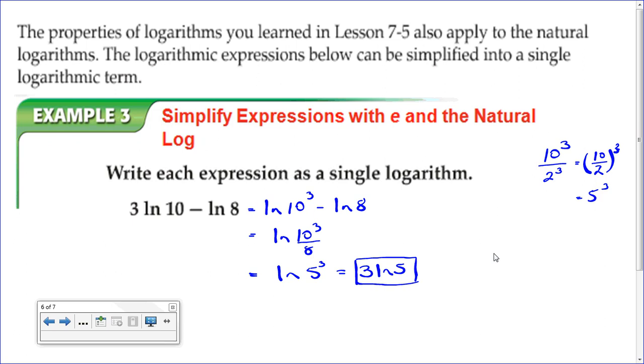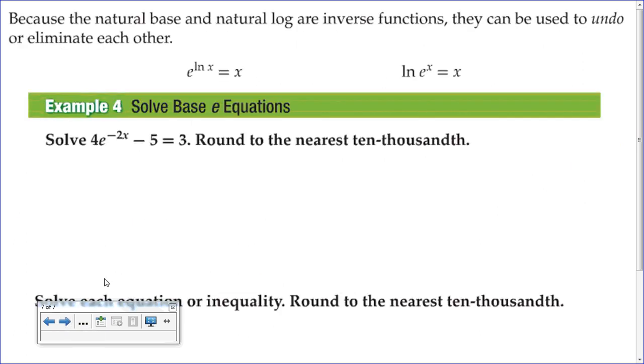Now that comes into play when you're trying to solve natural logarithm equations, such as these two examples. Let's take a look at the first example. Recall that natural logs and e are inverses of each other. So e to the natural log x power is just x, and the natural log of e to the x power is also just x. So if I can get just e to a power or the natural log to a power on both sides, then I can solve for x.